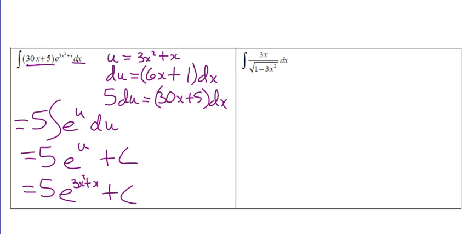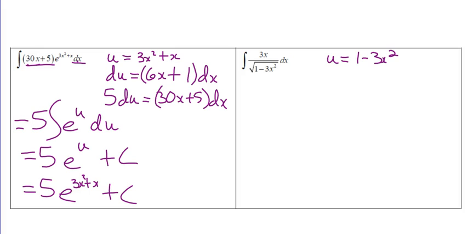3x over the root of 1 minus 3x squared. So what's u? The one on the bottom. Is it the root of it, or is it just it? So what's the derivative of 1 minus 3x squared? Negative 6x. All right, so we can manipulate a 3x into a negative 6x, right? If we do the root of 1 minus 3x squared, the derivative of that is a half times over another root. We can't manipulate that into being a 6x, right? So it's just the 1 minus 3x squared.